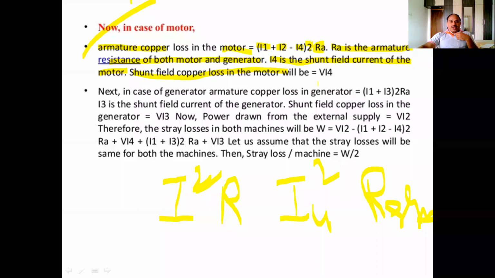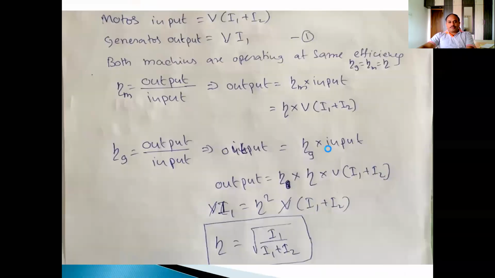This is nothing but voltage into current. The voltage is the same across the shunt field, V, and the current is I4. So this is also expressed in terms of voltage and current, not resistance. That means the shunt field copper loss in the motor circuit equals V into I4. Next, the armature copper losses in the case of the generator.